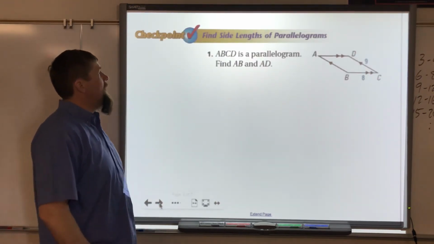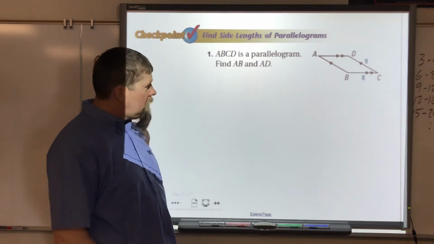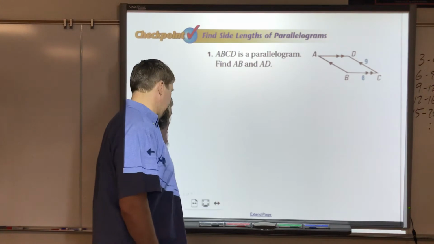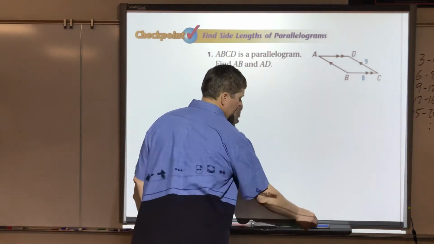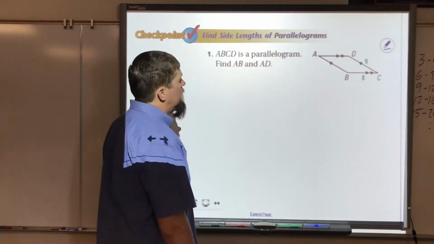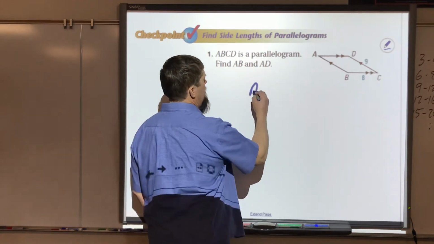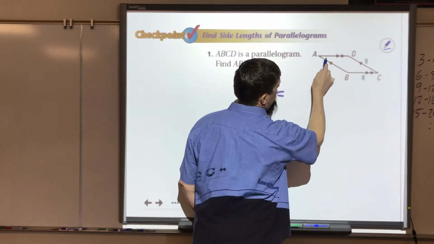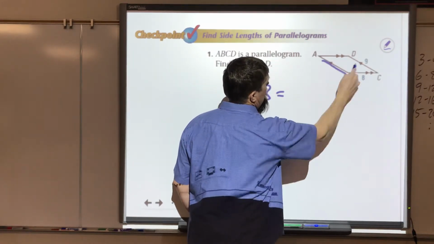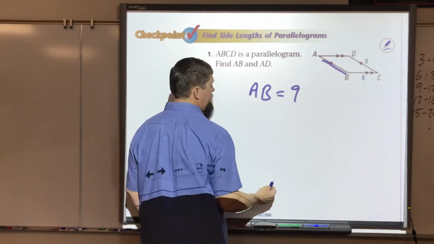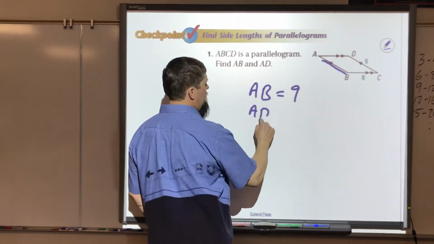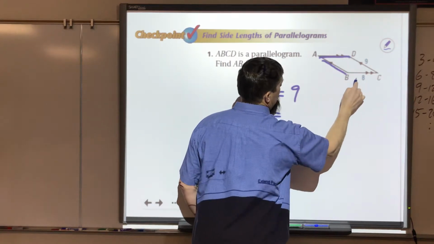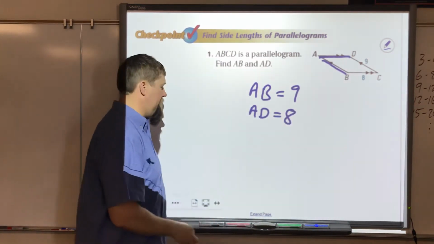Okay, so here again, pause your video and quickly do this, and then restart the video and we'll go over it. Okay, so it's asking for AB. AB is opposite DC, so AB is also 9. AD is opposite BC, so AD is also 8.